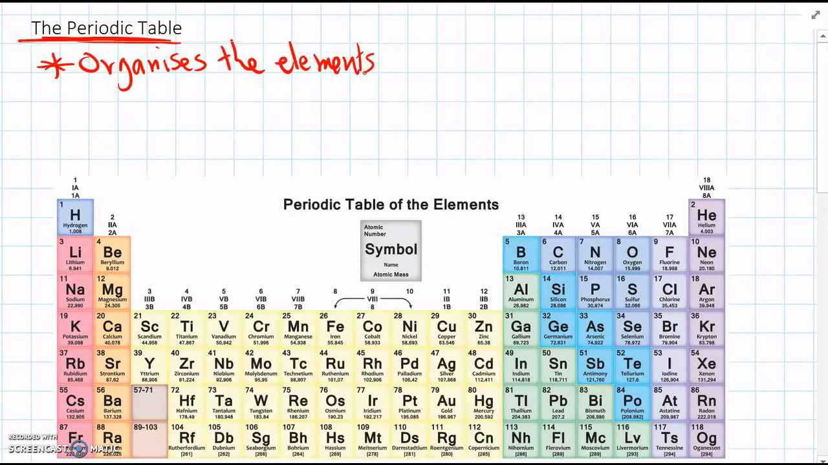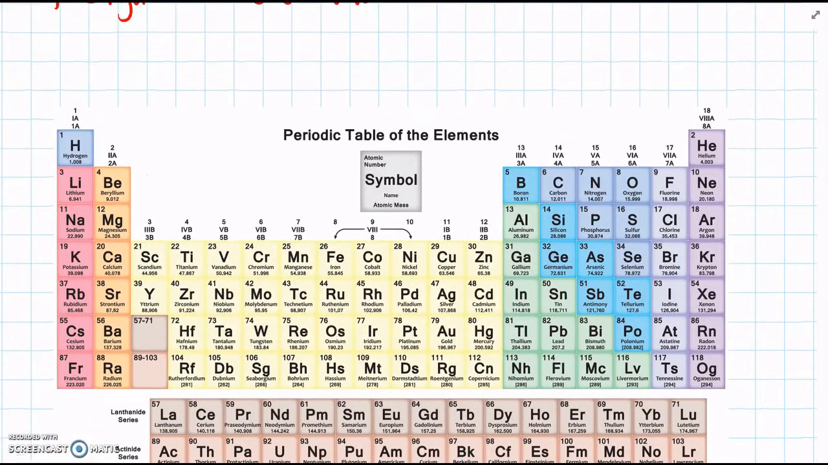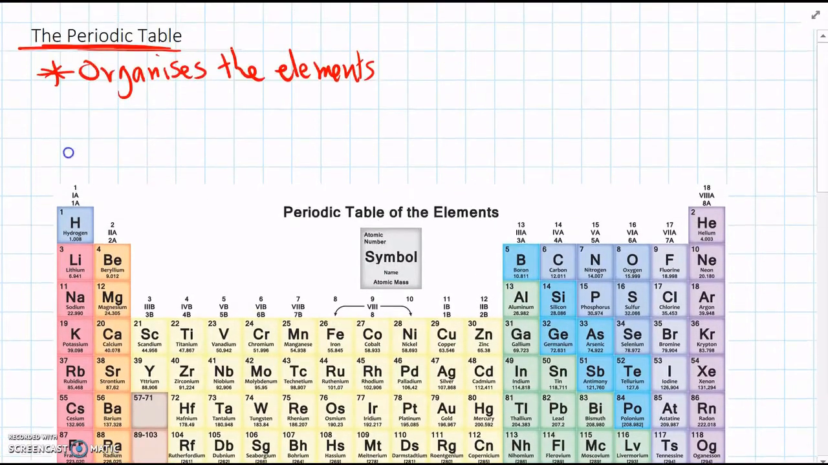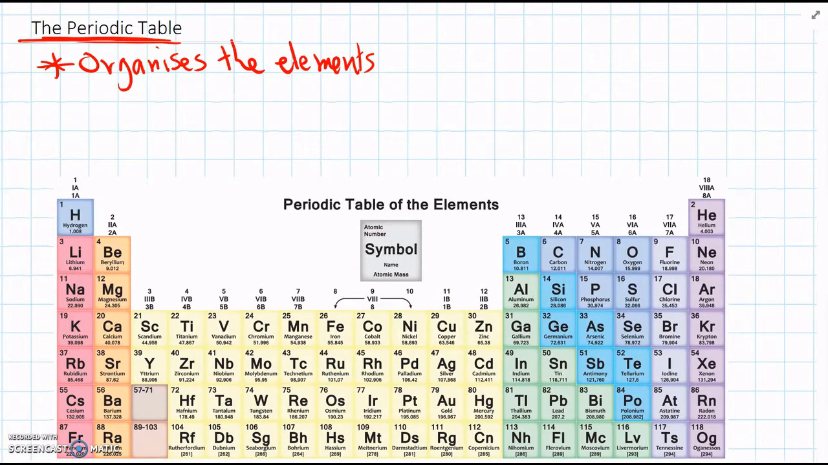And remember, we've learnt before that elements are all the different types of atoms that we can find in the universe. So the reason that scientists came up with the periodic table is because classifying things and arranging them is really important and useful.